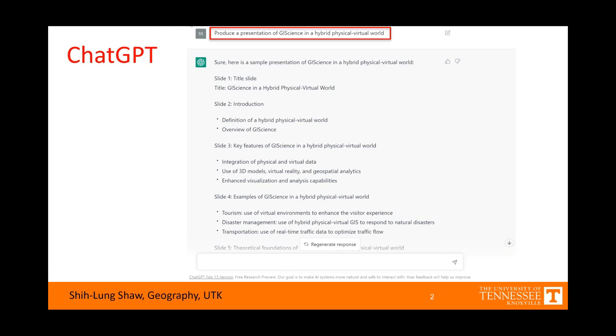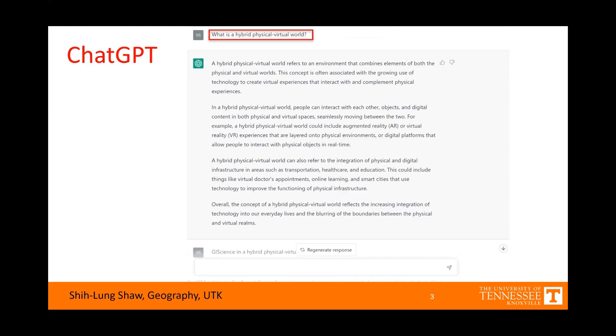Then I was trying to figure out how my view of a hybrid physical-virtual world would be different from what's discussed on the internet. So I also asked ChatGPT, what is a hybrid physical-virtual world? It gave me several paragraphs. Now it's better, okay? But still not exactly what I would like to talk about. So eventually I had to work on it myself to prepare this.